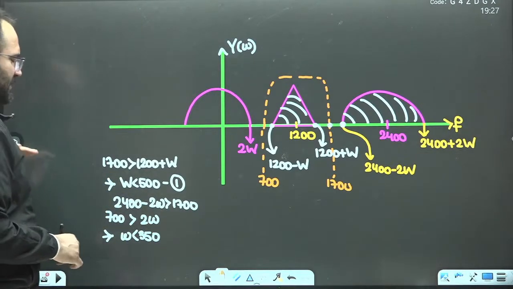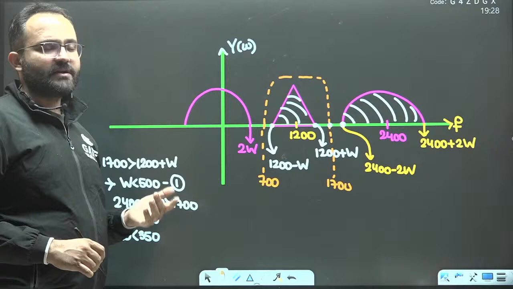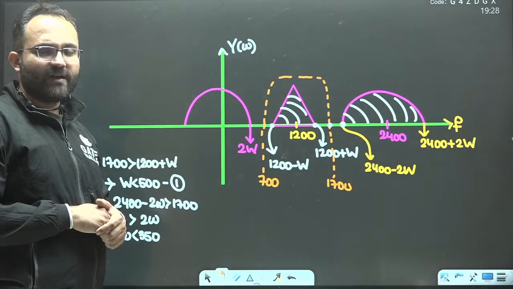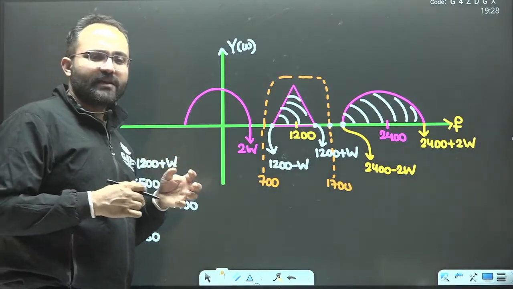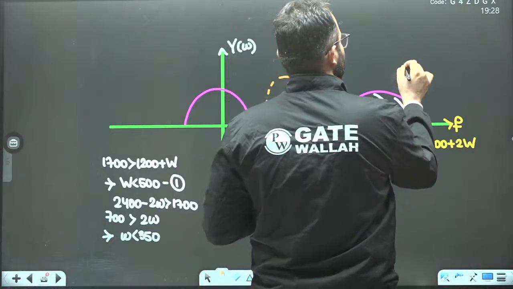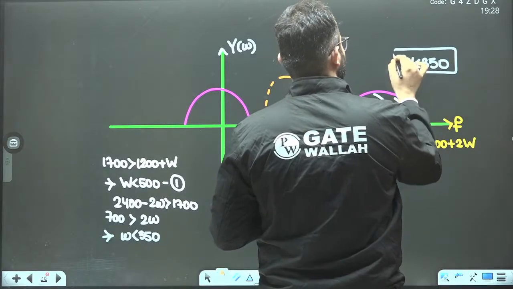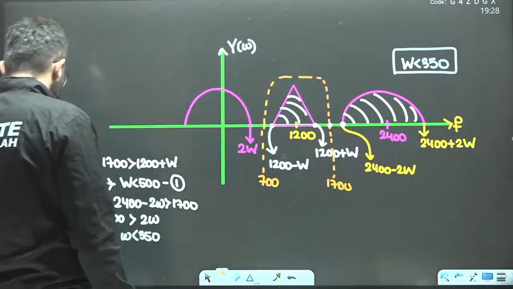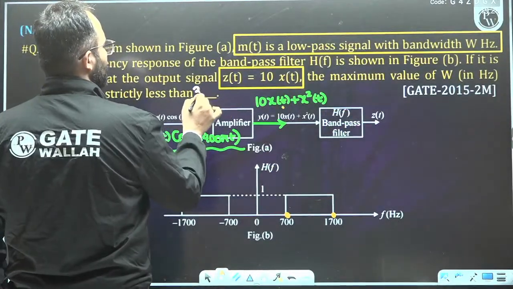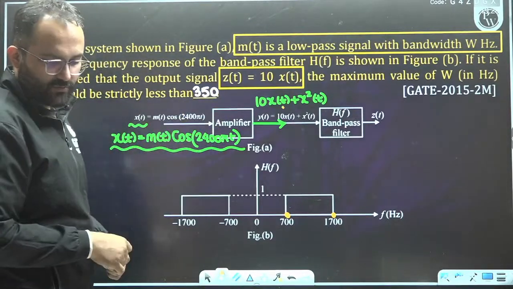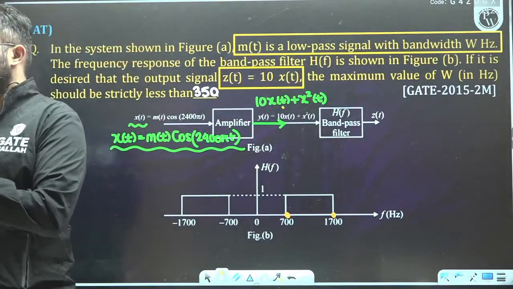So we can see that there are two conditions. One condition says that W should be less than 500. Another condition says that W should be less than 350. So we will take the condition which is more stringent. So W should be less than 350, and the maximum value of W is 350. Okay, I hope all of you are able to do it. There is no problem in this.